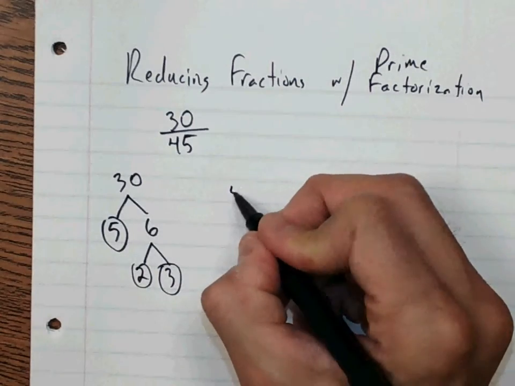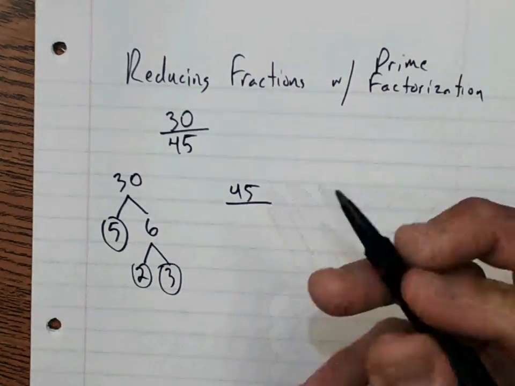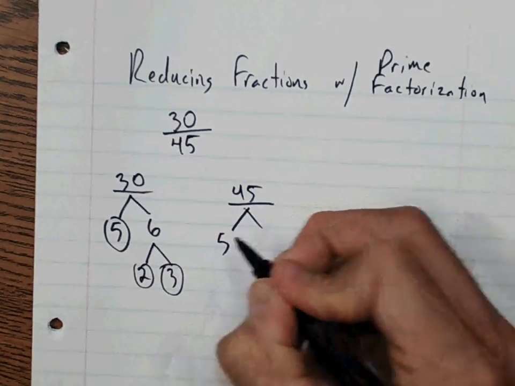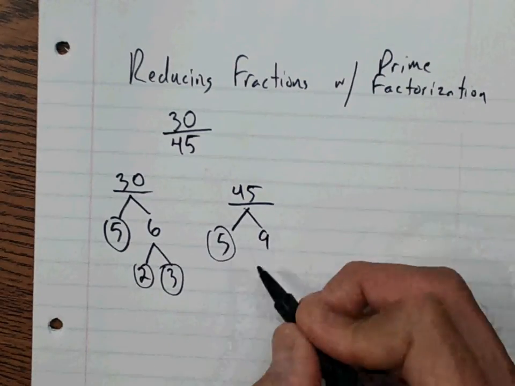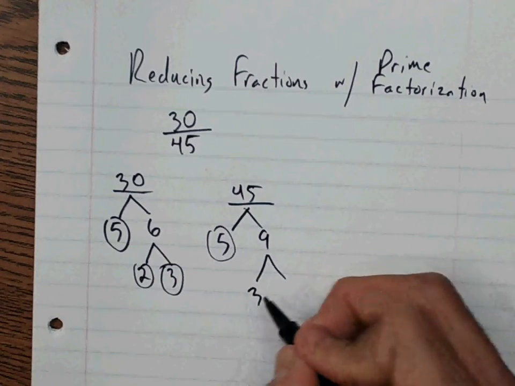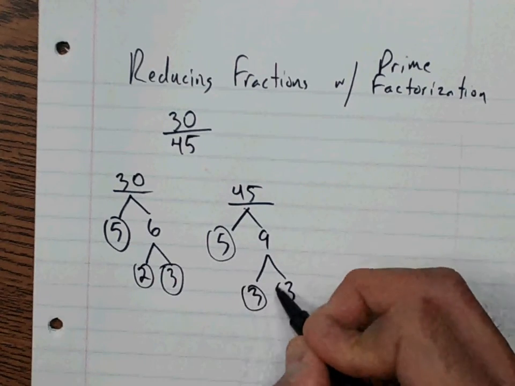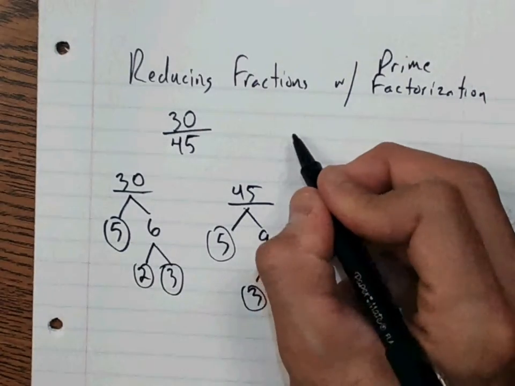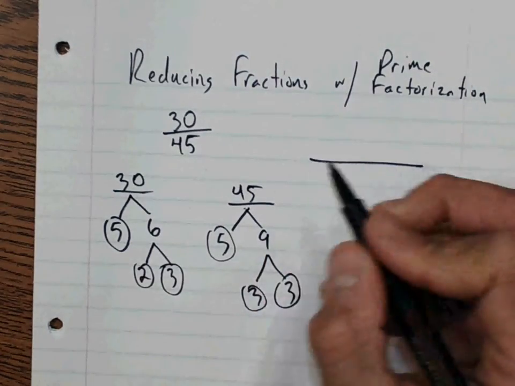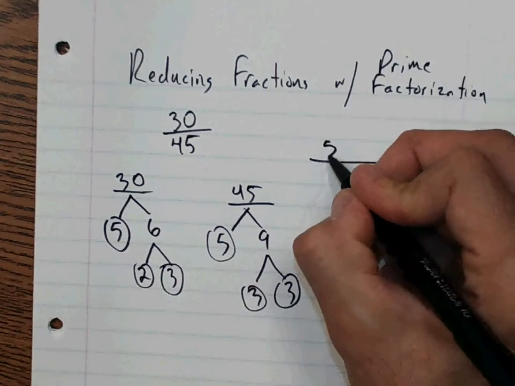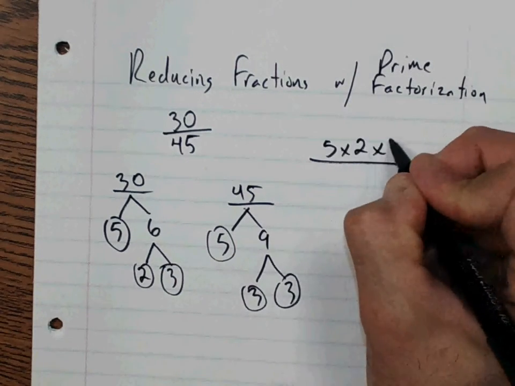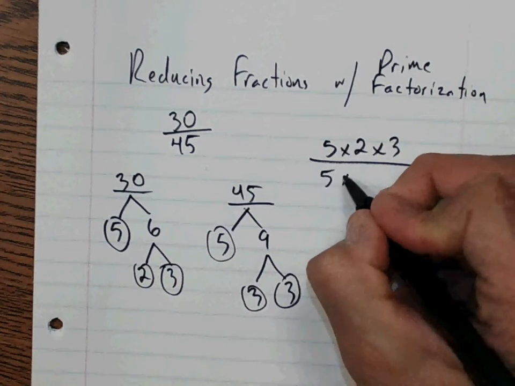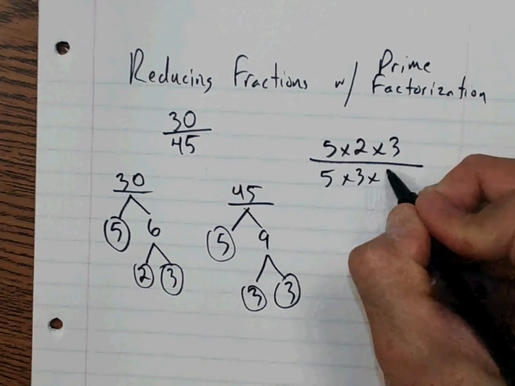Alright, let's do the same for 45. So I could do 5 times 9, so 5's prime. And with 9 I could do 3 squared, or rather 3 times 3. So I'm going to write those in my fraction. So 5 times 2 times 3, that represents the 30. And then 5 times 3 times 3.